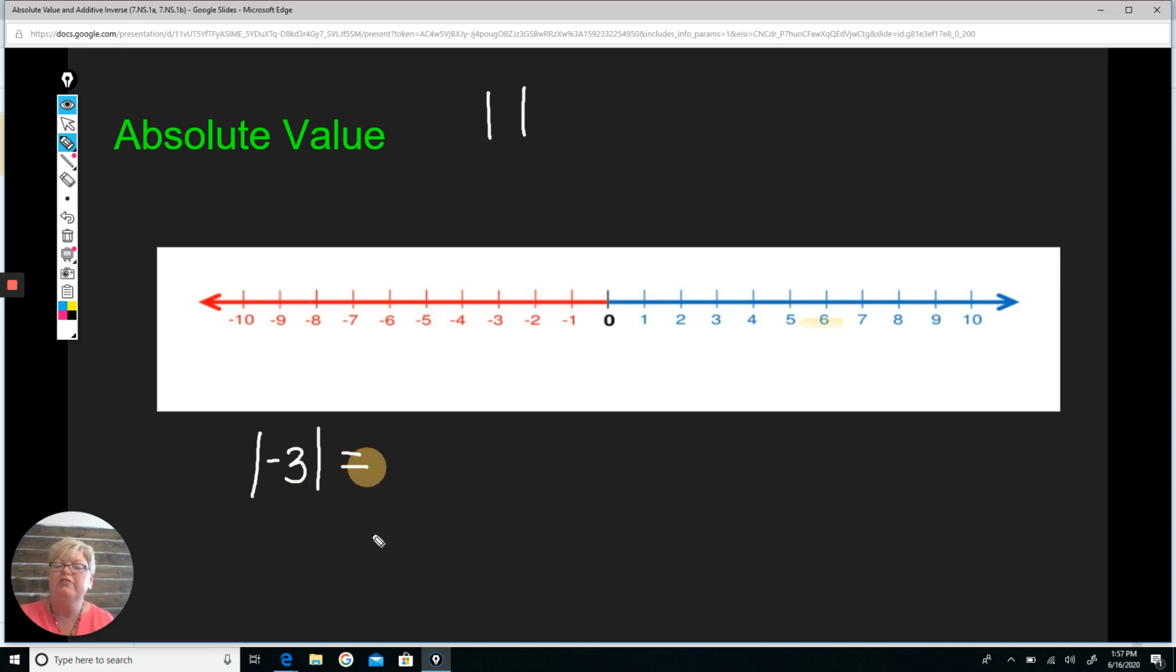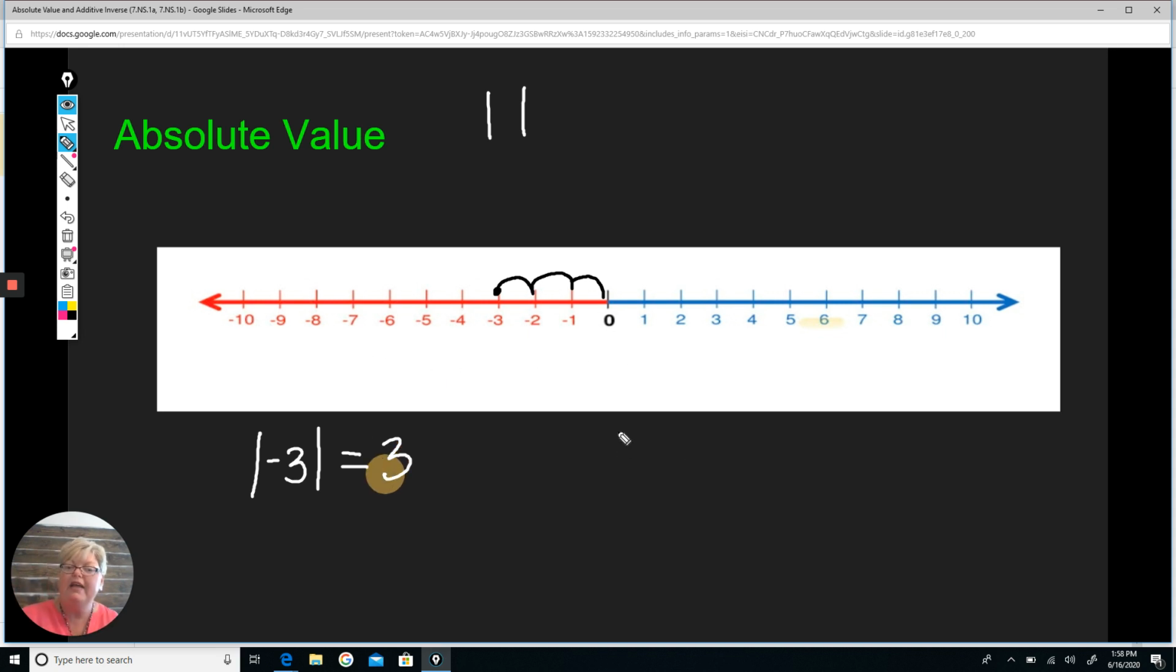Well, remember, absolute value is the distance from 0. So what I'm going to do is put a dot on -3, and I'm going to count the spaces to get to 0. So that would be 1, 2, 3. So the distance from -3 to 0 is 3. So we'll write that answer right here. So the absolute value of -3 is 3.